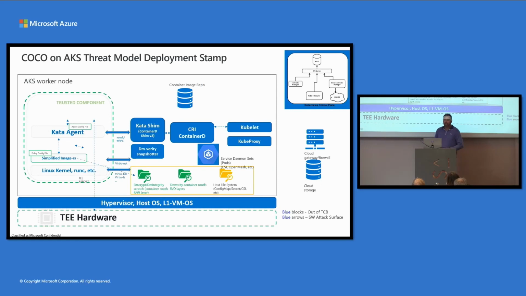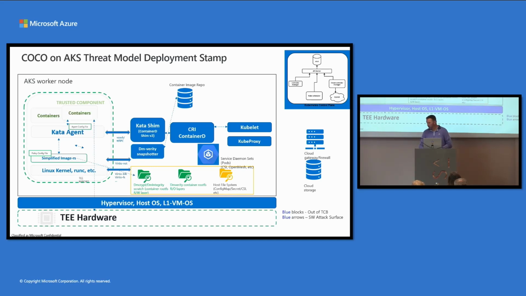So as you look at, essentially, the COCO on AKS threat model deployment stamp, you can see here you've got the Kata shim, you've got the CRI, containerd, you've got kubelet, you've got kube proxy as a configuration. Let's see if it goes through. Oh, there we go. Sorry, my deck locked up.